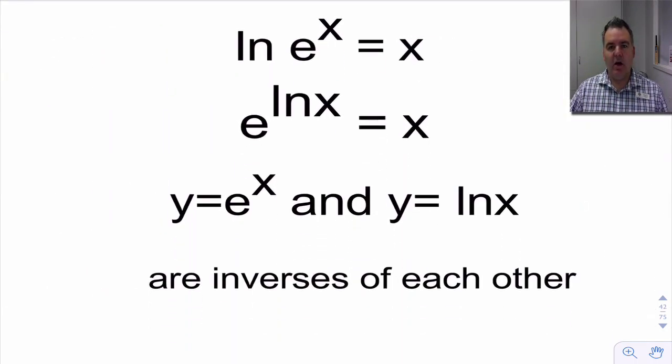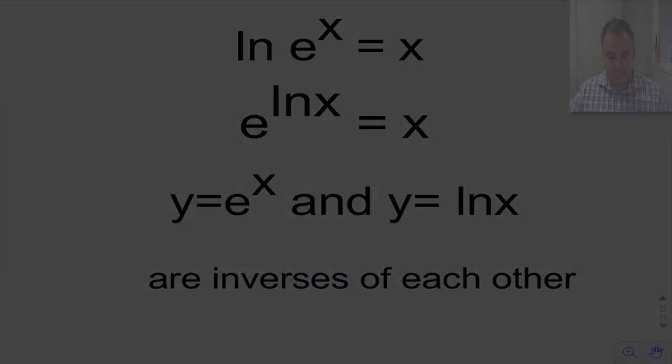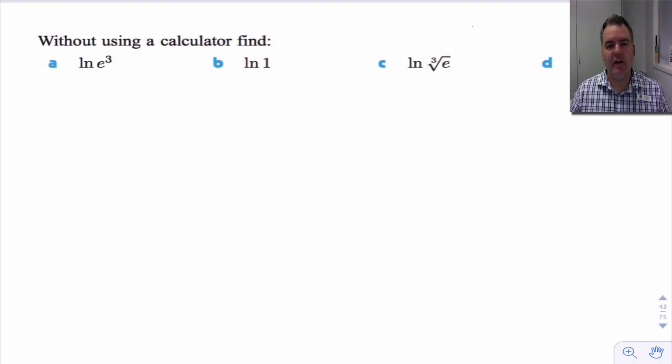It's important to realize that these two functions are inverses. So when we go ln of e to the x, we get back the original number. If we go e to the power of ln x, we get back the original number. So as I showed in the last video where we were solving equations, this is really helpful to understand that relationship. So how would we use a calculator then to find these?